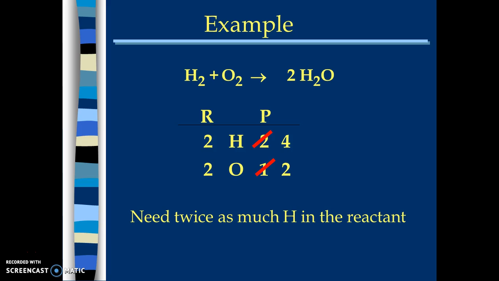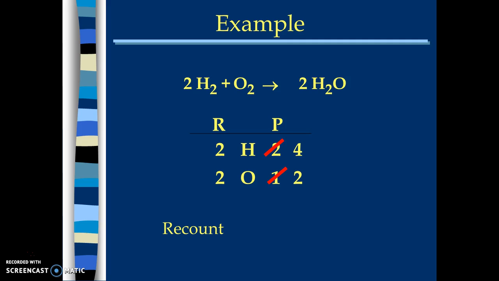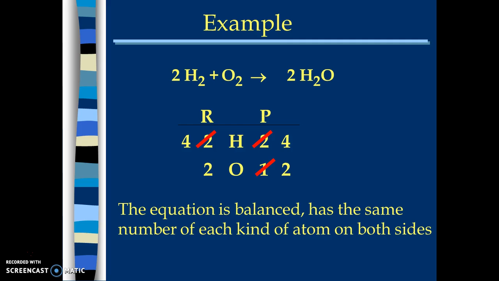So I've got to get 4 hydrogen atoms on the reactant side. So what can I put in front of the H2 to multiply by 2 to get 4? Well, it's going to be another 2. So I'm going to put a 2 in front there. That's going to change my hydrogen to 4 on both sides. So now my hydrogen's balanced and my oxygen's balanced. So this equation is balanced.